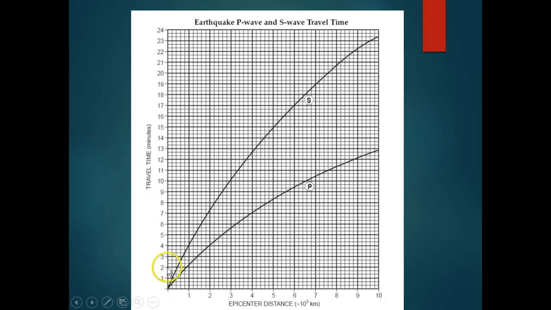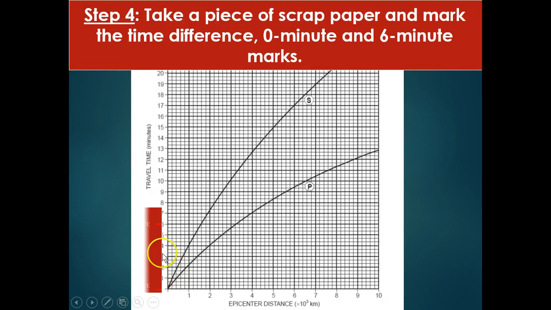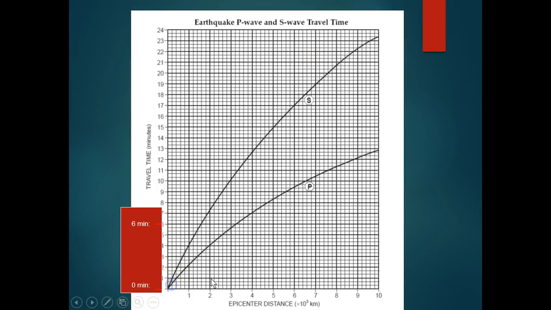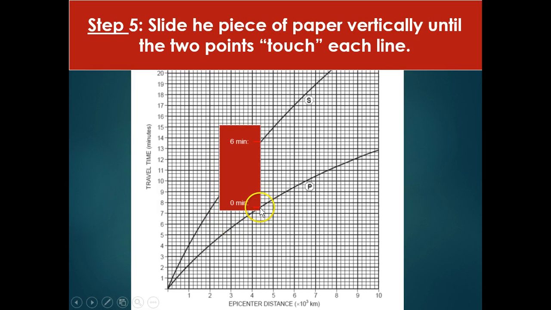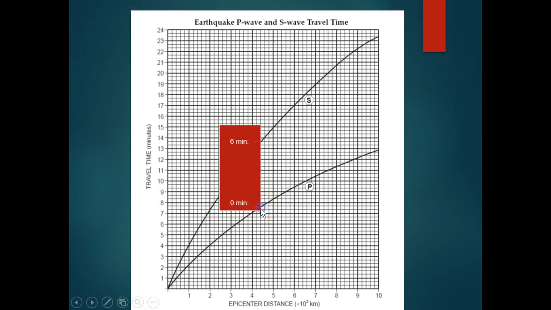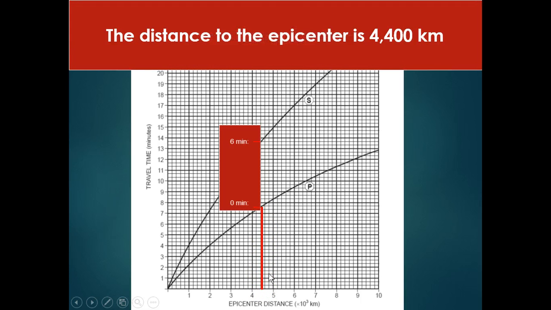Let's go to page 11. We go to page 11, get our scrap paper out. We mark off the 6 minute and the 0 minute. We then move that up, and we're going to bring down a line at 4,400 kilometers. And that's the answer.